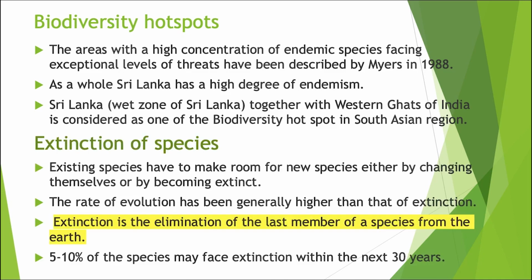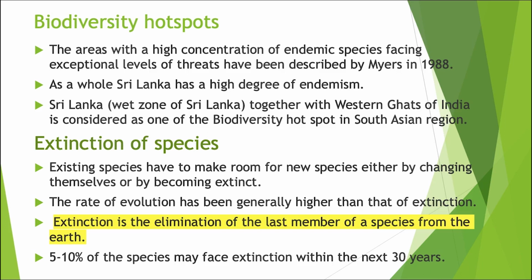Extinction of species. What do you mean by extinction? It is the elimination of the last member of a species from the earth. Existing species have to make room for new species. That happens either by themselves being changed or by them being extinct. Generally, the rate of evolution has been higher than that of extinction. But with the growth of human population and civilization, mankind has greatly increased the rate of extinction.